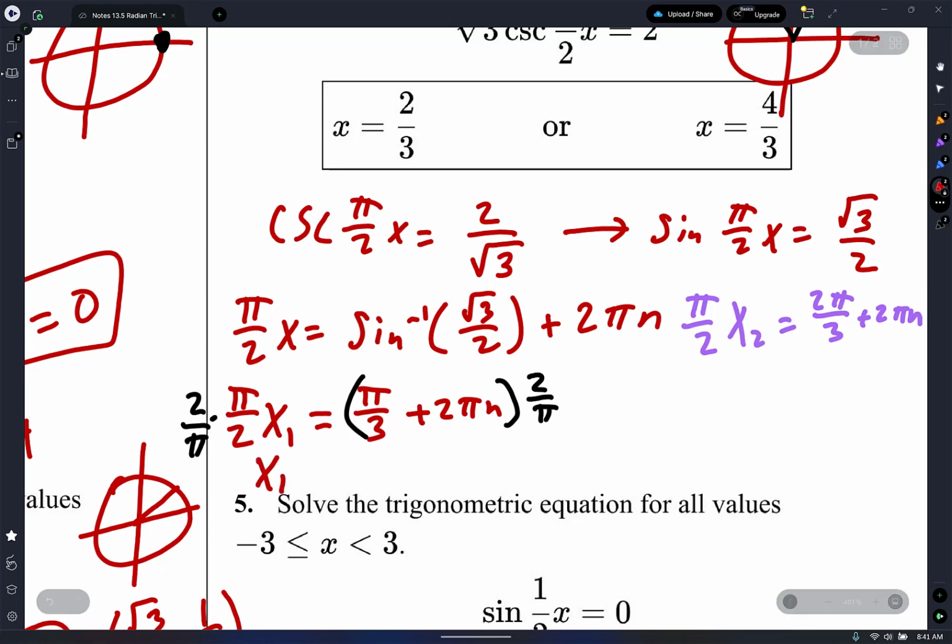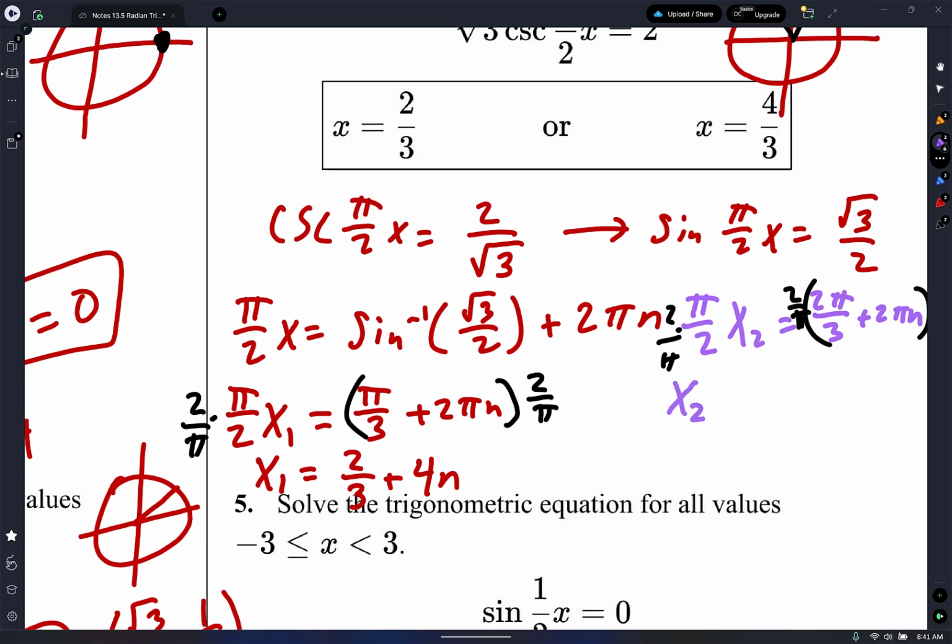x1 equals, let's see, the pi's cancel out, so I'm going to have 2/3 plus, let's see, the pi's cancel out, 2 times 2 is 4. And I put a little n. And don't worry, we'll come right now to it. That's a 3 in the bottom. 2 over 3. Let me put sky blue here, times 2 over pi. So we're going to get, or purple here, x2 equals, let's see, pi's cancel out, 2 times 2 is 4, so 4 over 3 plus 4n.